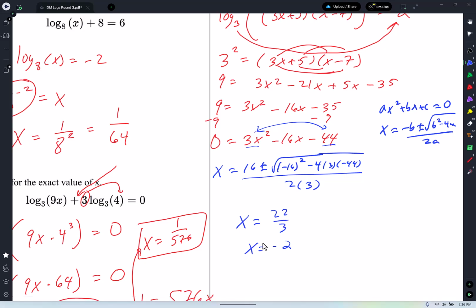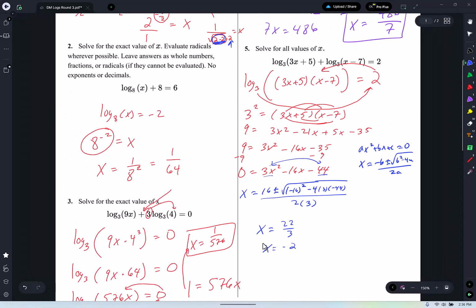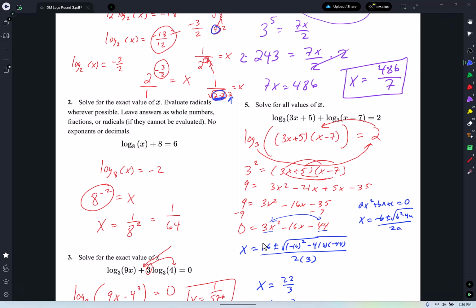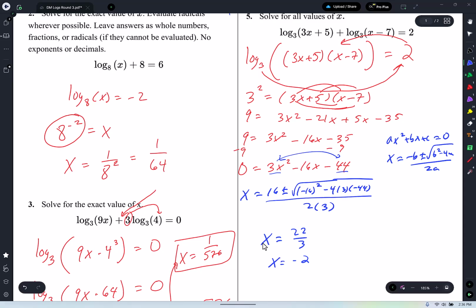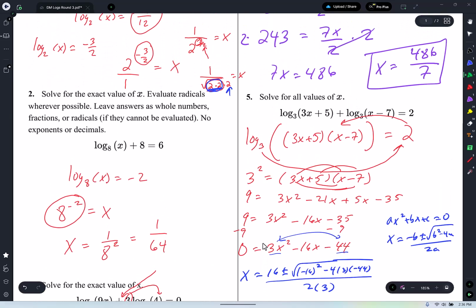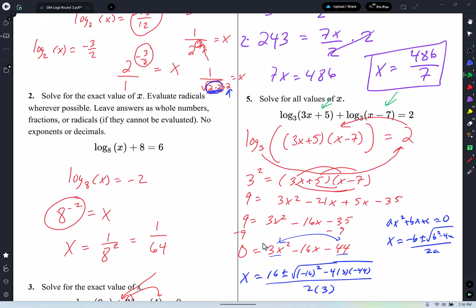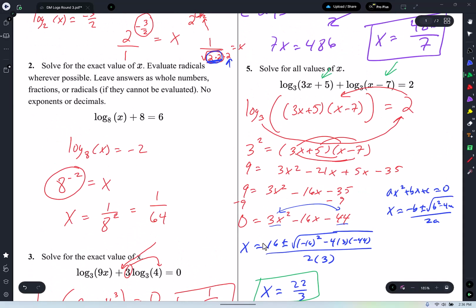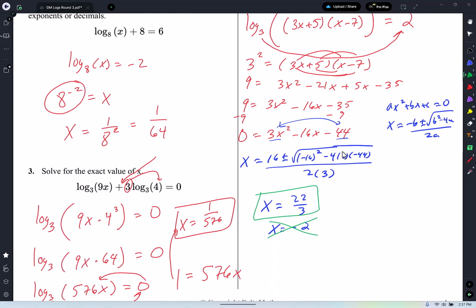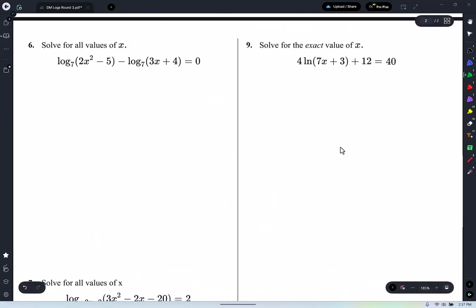All right, hold on. Guys, we're not done with this one. Remember your domain. Which one can it not be? Yeah, it can't be negative 2 because you can't have a negative inside your argument. And if you wanted to, you can test this one out. It is going to work. Plug in 22 over 3 into x. Do you guys want to see that? If you plug in 22 over 3 for x, you'll get your 2 there. All right, let's go to the next one. We're halfway.